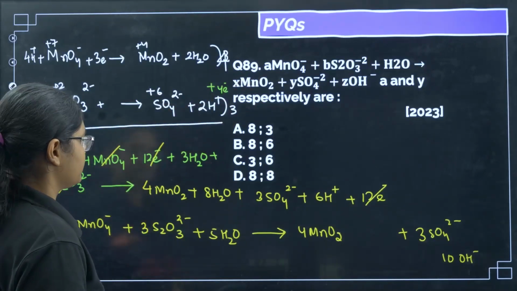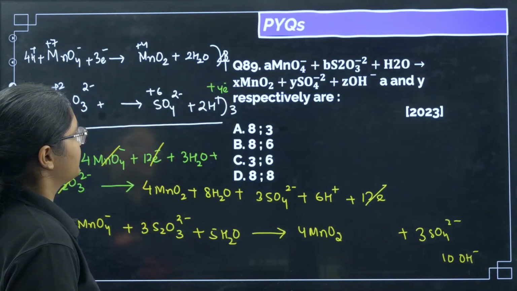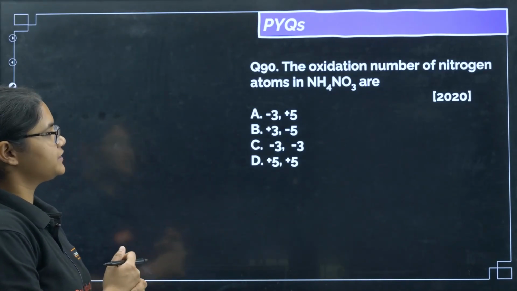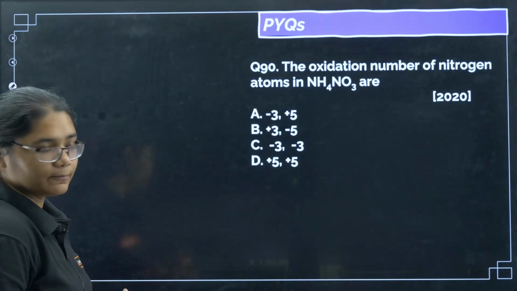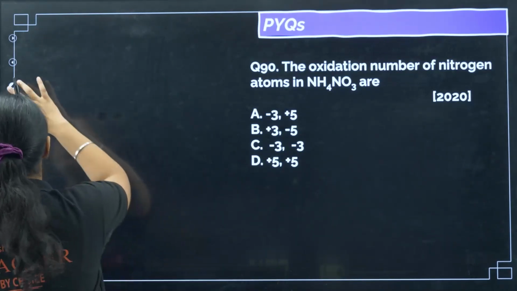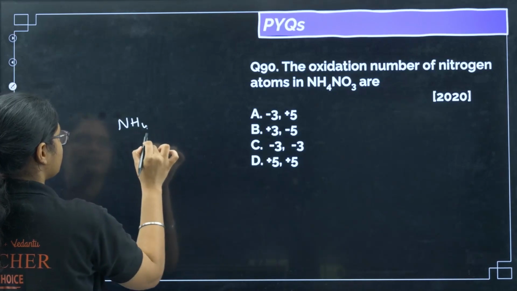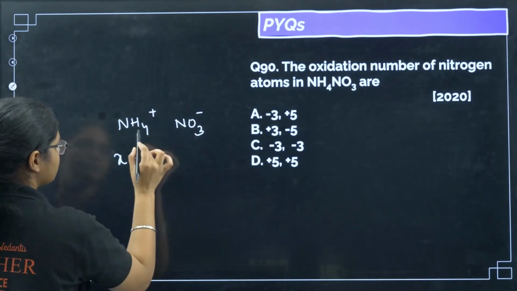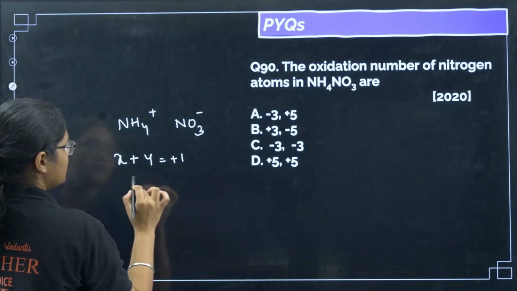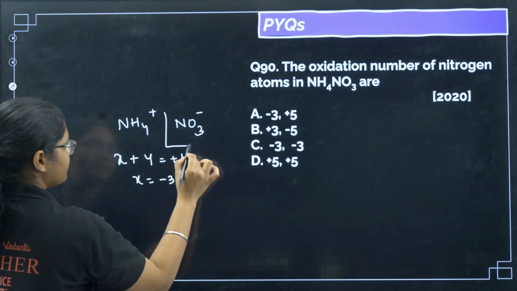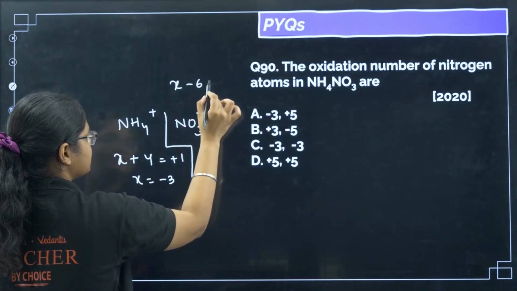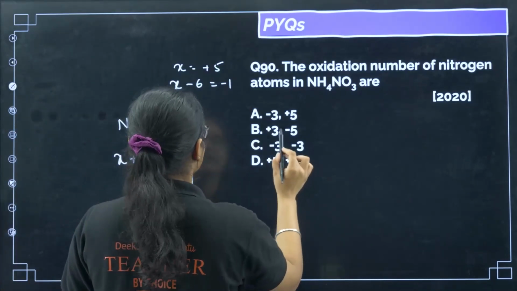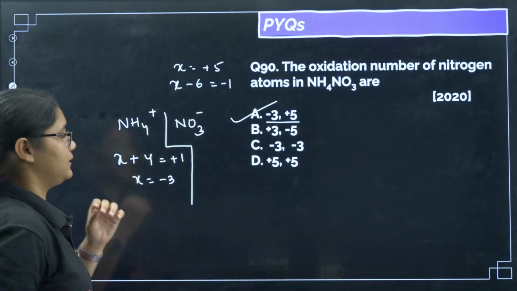So now let us see the equation A. Just a minute, let's see the next question, that is question number 90, the oxidation number of nitrogen in NH4NO3. If you see NH4 plus, it is actually NH4+ and NO3-. So nitrogen, let it be X, 4 hydrogen, then it is equal to +1. So X will be equal to -3 here, and here X minus 6 is equal to -1, X will be equal to +5. So here I have -3 and +5, that is option number A here.